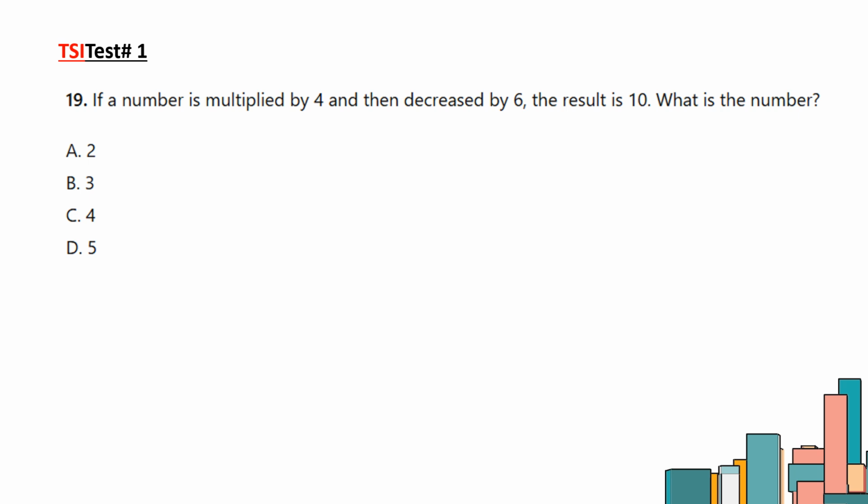Number 19, if a number is multiplied by 4, then decreased by 6, the result is 10. Let's call the number x. You multiply by 4, then decrease, which means subtract 6. The result is equal to 10. Let's write that down one more time: 4x minus 6 equals 10.